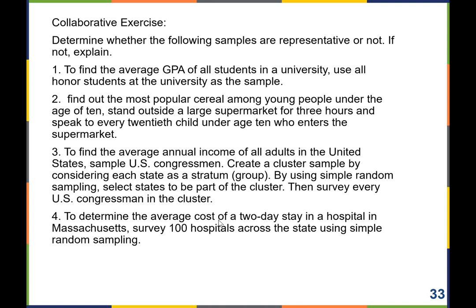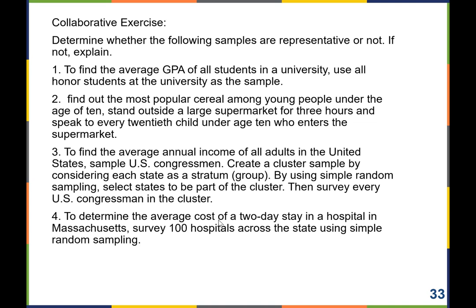Number 3, to find the average annual income of all adults in the United States, sample U.S. congressmen. Create a cluster sample by considering each state as a stratum. By using simple random sampling, select states to be part of the cluster. Then survey every U.S. congressman in the cluster. All right, well, I don't think U.S. congressmen are going to give the typical response for the annual income of all adults in the United States, right? You don't want to sample U.S. congressmen. You want to sample everyone with all different levels of income. So this is also not representative.